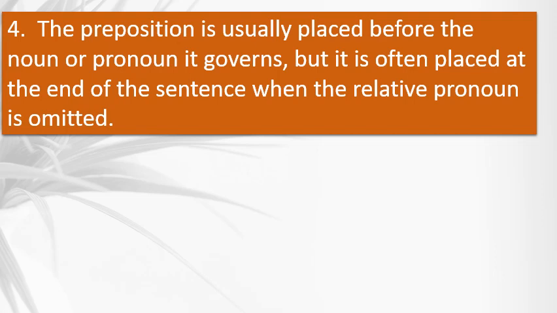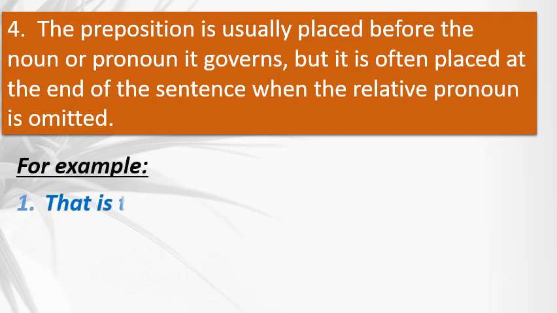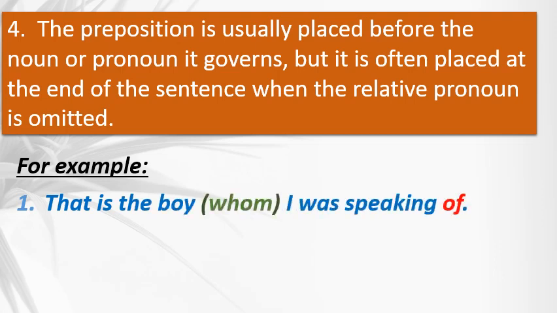So let us see few examples to clarify this point. Number 1, that is the boy whom I was speaking of. As you can see, here whom is a relative pronoun. Fine. Means a relative pronoun relates a noun to a group of words that follow. And what is the group of words here? I was speaking of, and here of is a preposition, right?